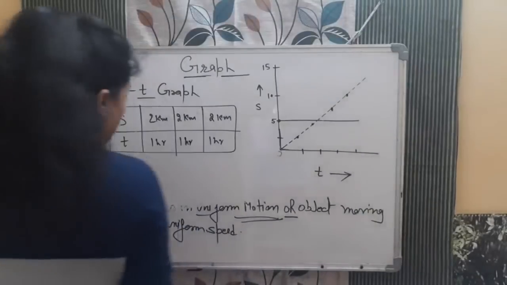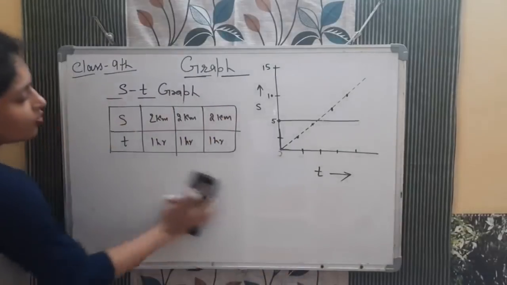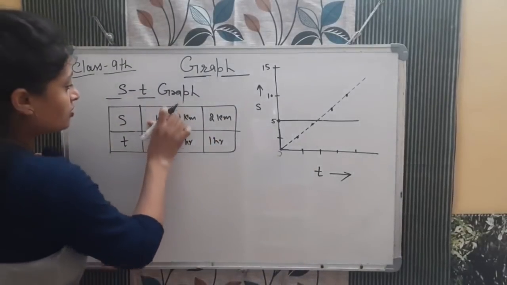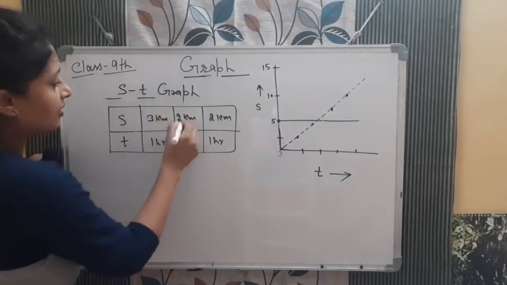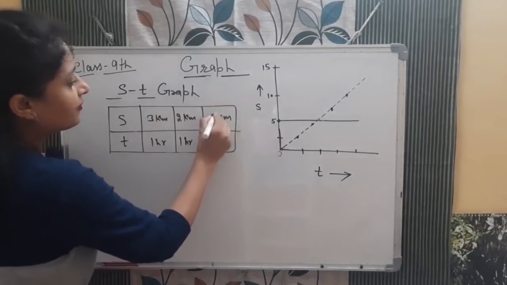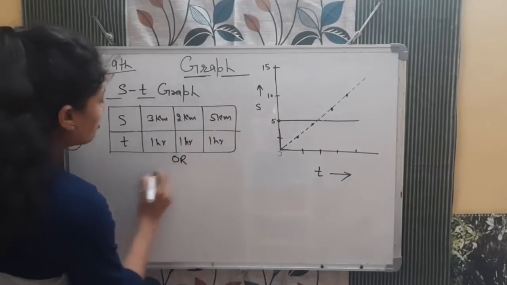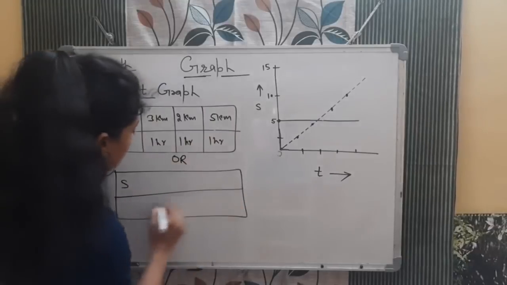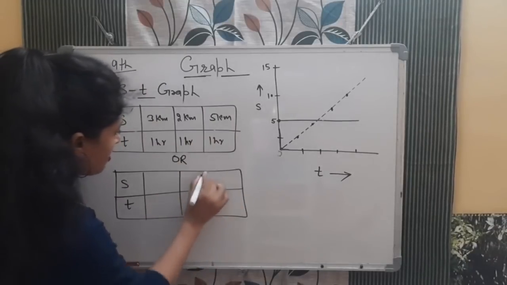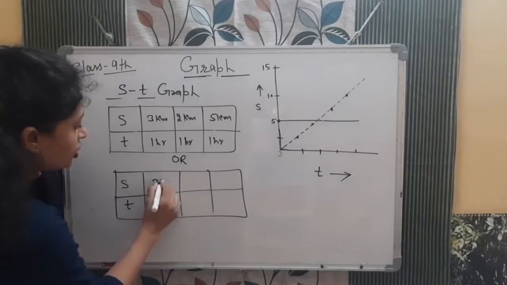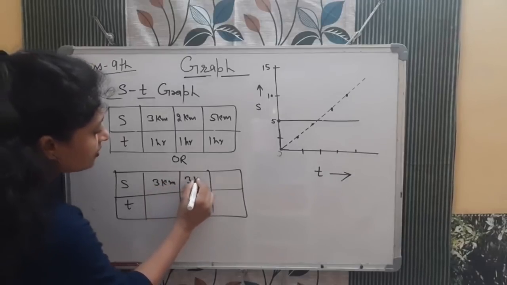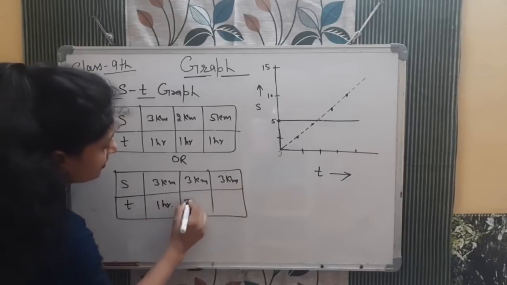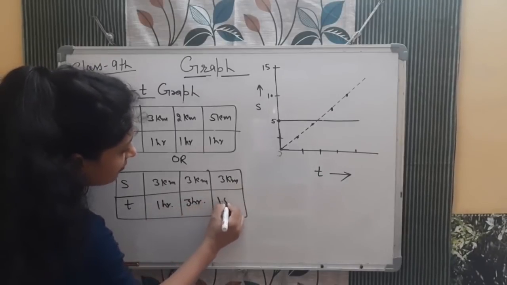When I am saying an object is moving with the non-uniform speed, or object is in non-uniform motion. So it will be like this: 3 kilometer 1 hour, 2 kilometer here 5. Or it may be like this also. This side distance, this side time. Now I am saying that distance is 3 kilometer, 3 kilometer, 3 kilometer, but time is here 1 hour, here is 3 hour, here is 1.5 hour.